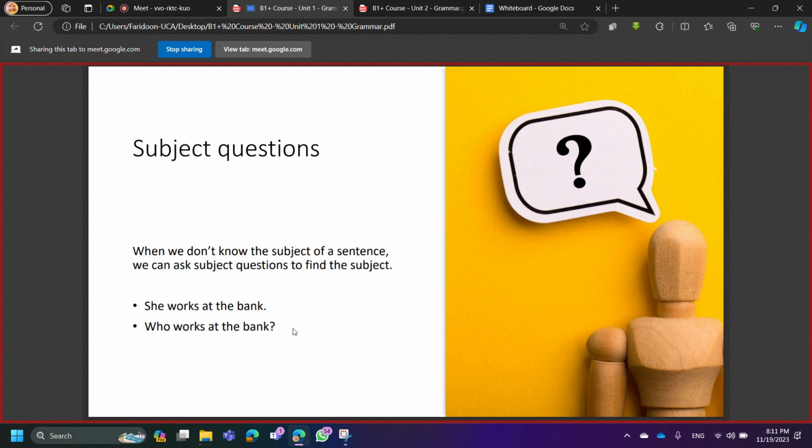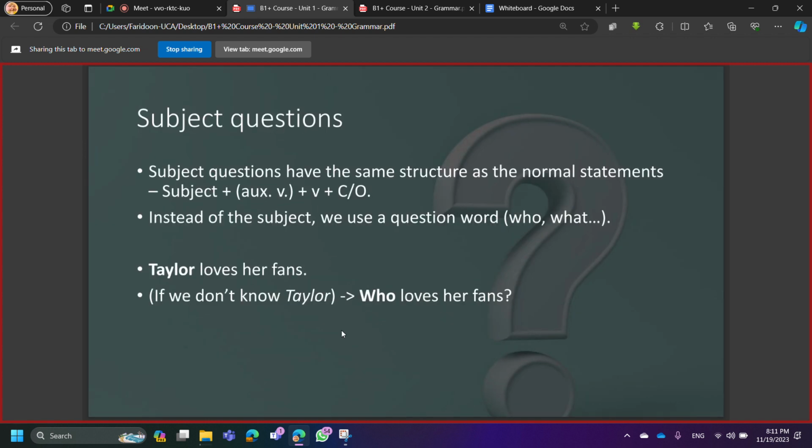It's a very easy one, so don't let it confuse you. Going to the next one. Subject questions have the same structure as the normal statements.